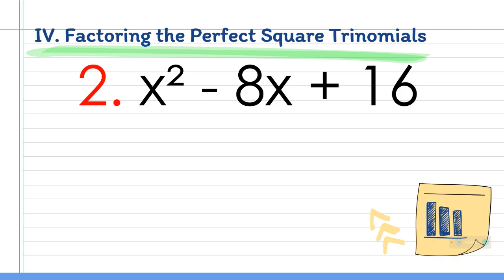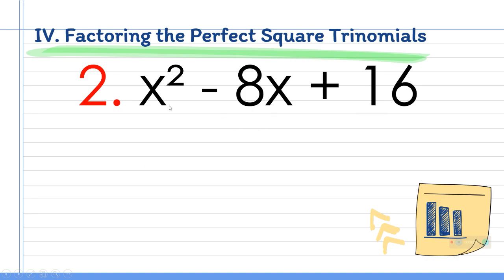Next, we have x squared minus 8x plus 16. So in the first example, you have noticed the first and last terms are positive, and the middle term is also positive. In this example, the first and last terms are positive, and then the middle term is negative. As we have in the second characteristic, the middle term may be positive or negative, unlike the first and last terms, which are always positive.